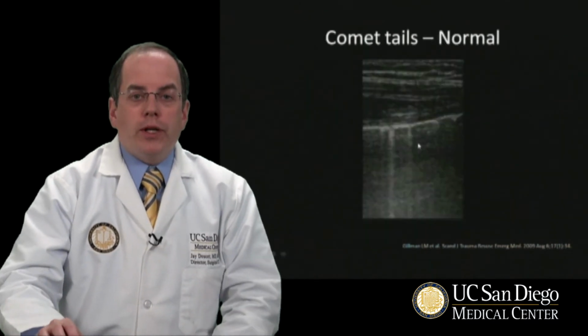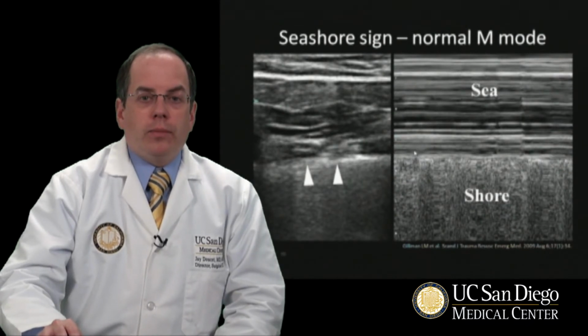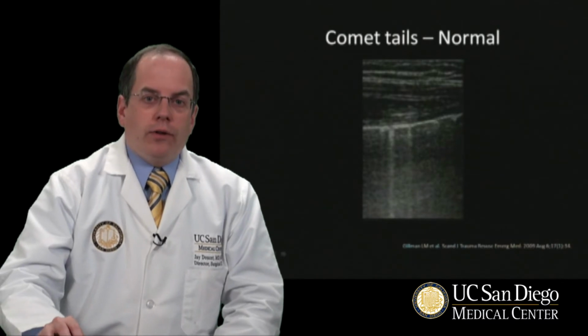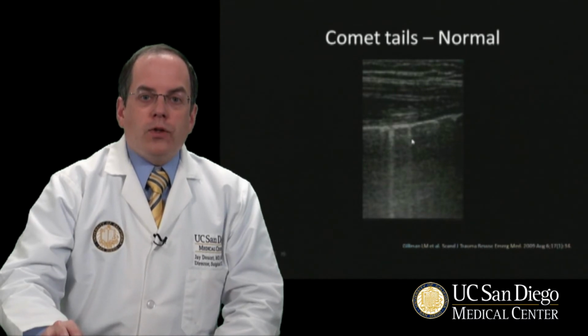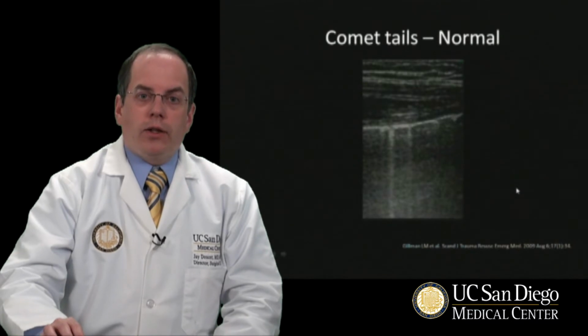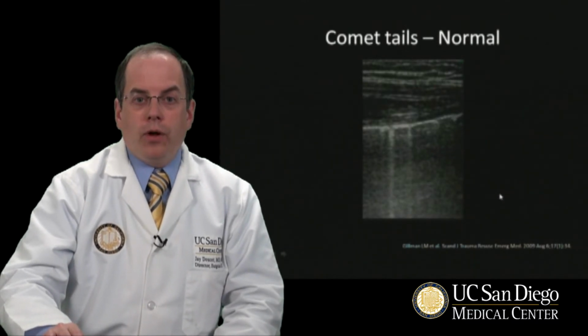Comma tails are bright tracks seen radiating away from the pleural surface. These are sometimes said to be analogous to curly bee lines, but what you're actually seeing are interfaces of the pleura and the lobules in the lung. And these are normally seen to move back and forth as a patient is breathing. This is evidence that the pleura is in contact with the parietal surface and that there is not a pneumothorax present.